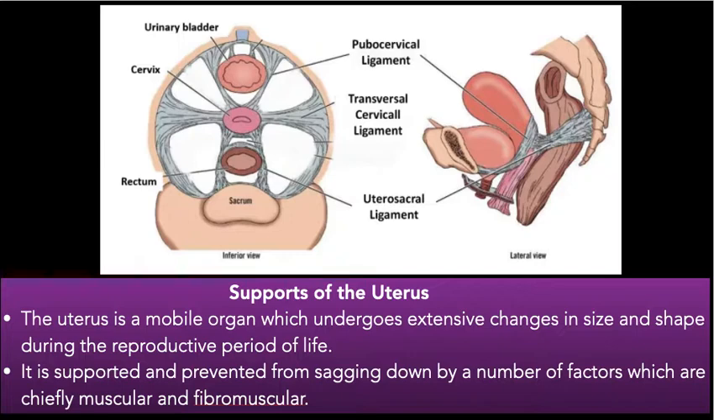Now, a very important topic is the support of the uterus. The uterus, being a mobile organ, undergoes extensive changes in size and shape during the entire reproductive period of life. It is supported and prevented from sagging down by a number of factors which are chiefly muscular and fibromuscular.